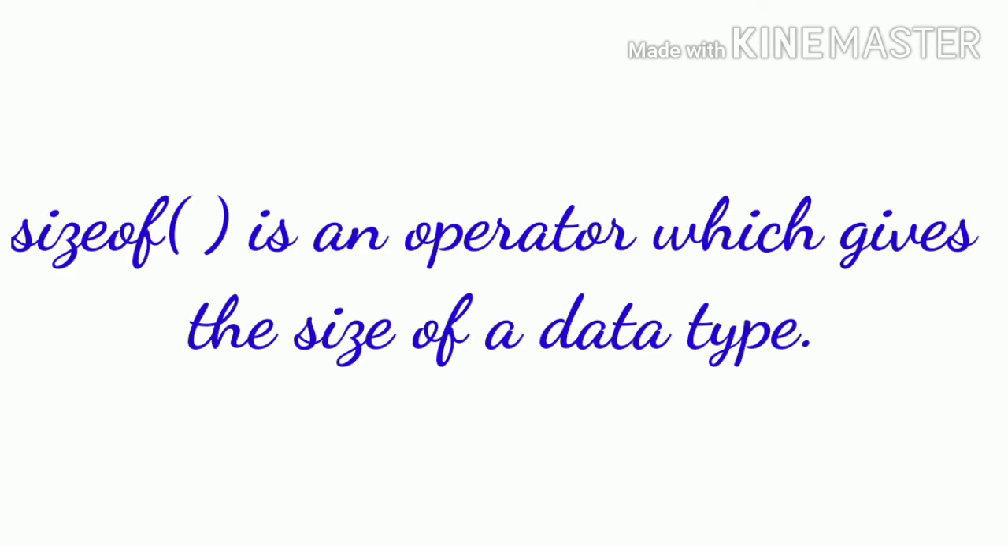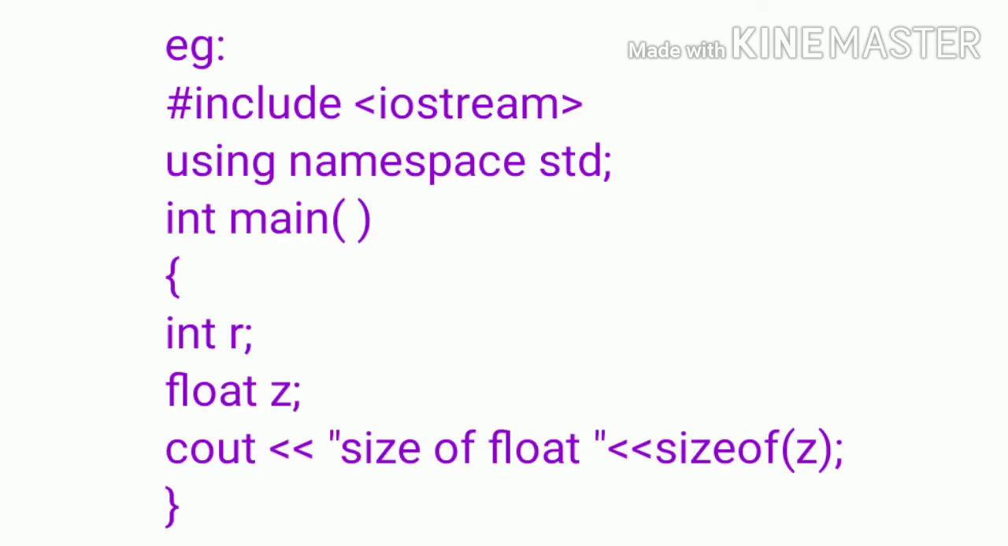The next concept is the sizeof operator. The sizeof operator is used to find the size of a data type. For example, in this program, first you include the header file, then using namespace std, and then within the main function you declare the statements. So here we declare an int variable, and then float z is one of the variables, and then print the size of z. So here we use the sizeof operator.